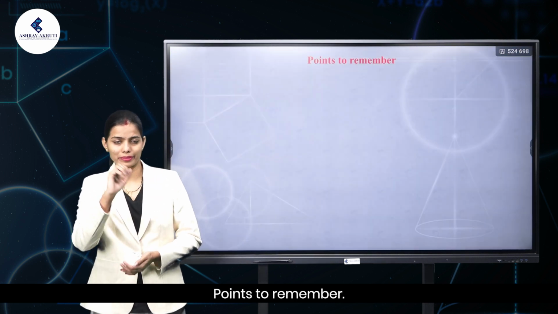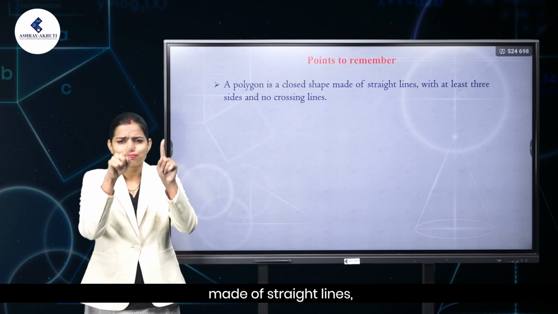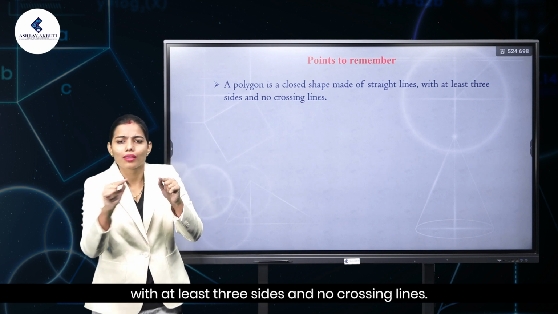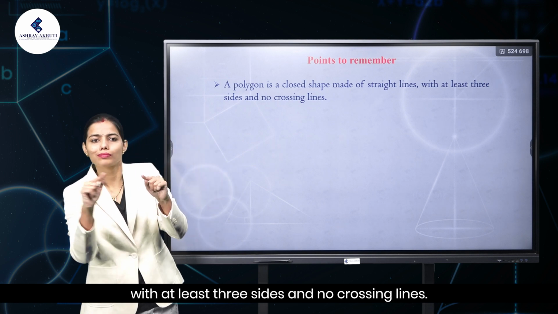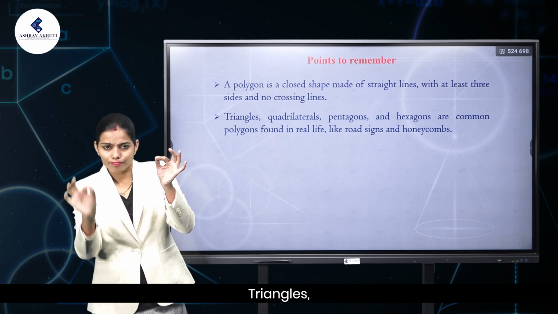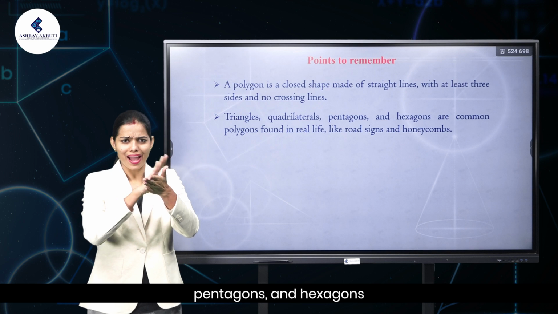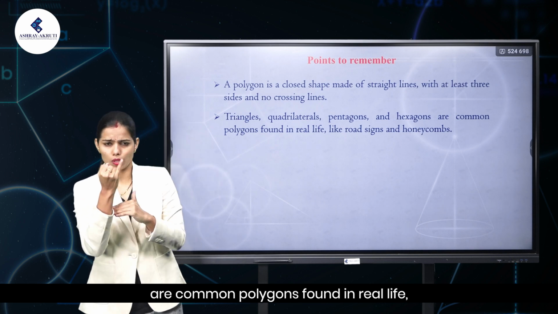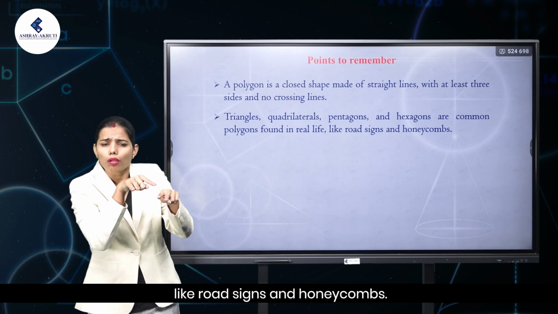Points to remember. A polygon is a closed shape made of straight lines with at least 3 sides and no crossing lines. Triangles, quadrilaterals, pentagons and hexagons are common polygons found in real life, like road signs and honeycomb.